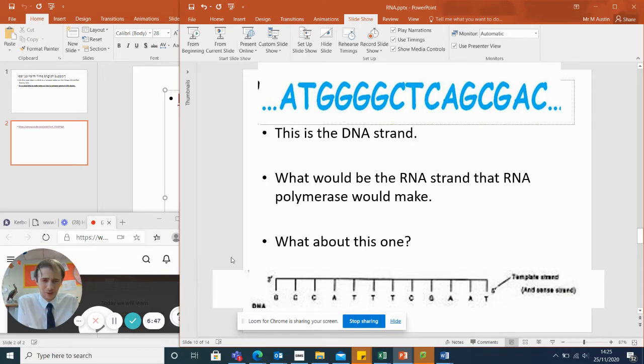Now, if you can't read that, it looks a bit blurry on my screen, and it's just the way it's been stretched. You can write out these letters if you can't read it. G, C, C, A, T, T, T, C, G, A, T is the DNA strand. What would the RNA strand be? Again, I'll give you a minute just to do it.